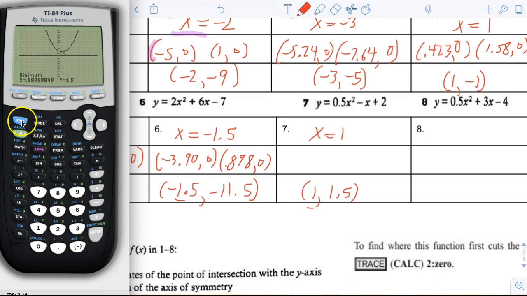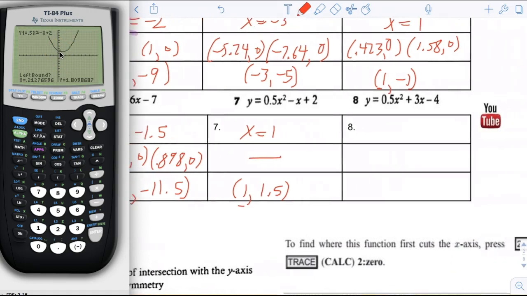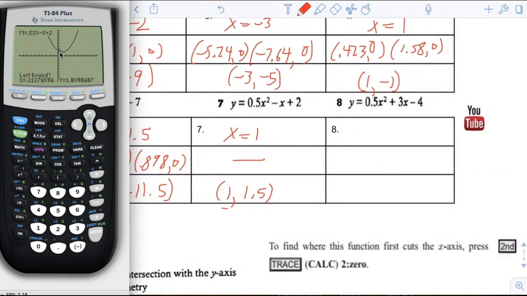Let's find the x-intercepts. We do second calc 0, and we move it slightly to the left. Oh, there are no x-intercepts. Do you see how it's floating above the x-axis? So there are no x-intercepts for this one. Okay, sometimes that's going to happen.